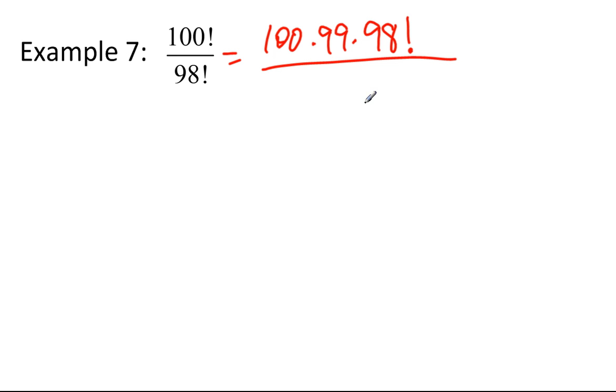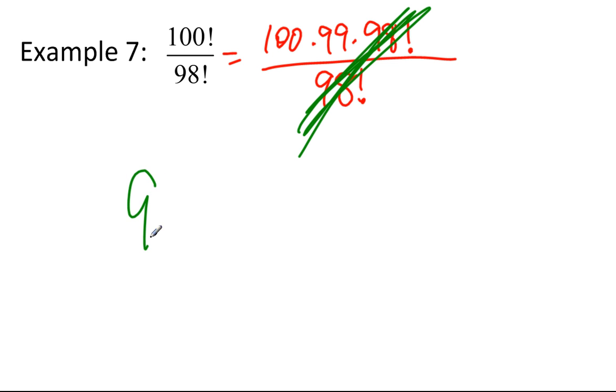So, like when you get to here, you do not want to write 100 times 99, 98, 97, 96, 95, 94. 100 times 99 times 98. Over 98 factorial. That way my 98 factorials are going to cancel.